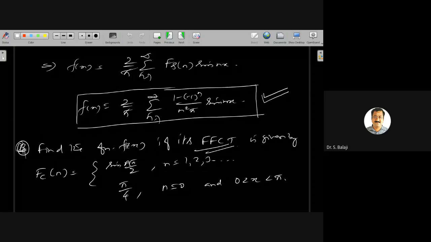Similarly, we have another problem. Find the function f of x if its finite Fourier cosine transform is given by Fc of n equal to sin n pi by 2, n equal to 1, 2, 3, etc. For n equal to 0, it is pi by 4, with 0 less than x less than pi.